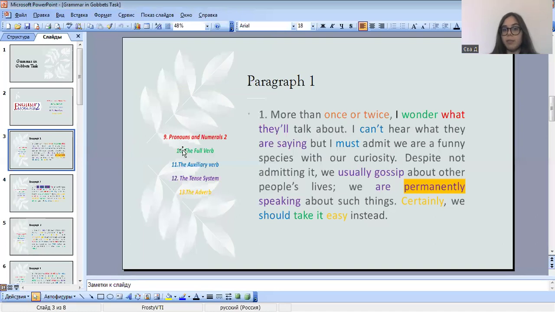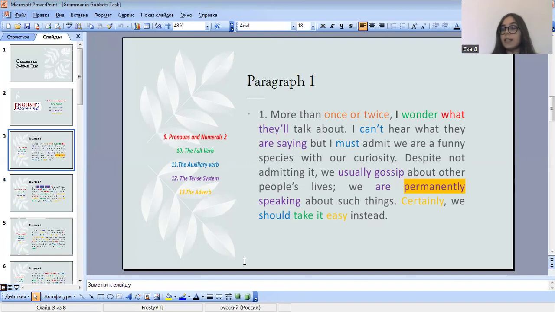So here we can see pronouns, the full verb, auxiliary verb, the tense system, and the adverb. Each of these topics has its own color, so you can see it on our screens. To begin with, we're going to begin with paragraph number 1, and it is going to be pronouns and numerals.